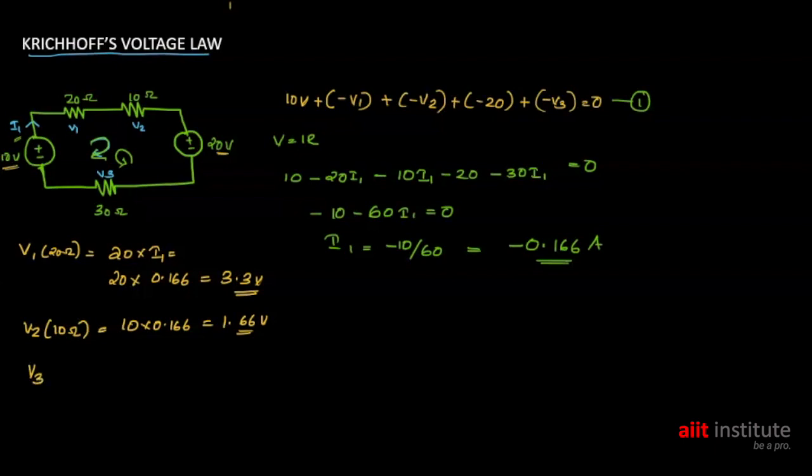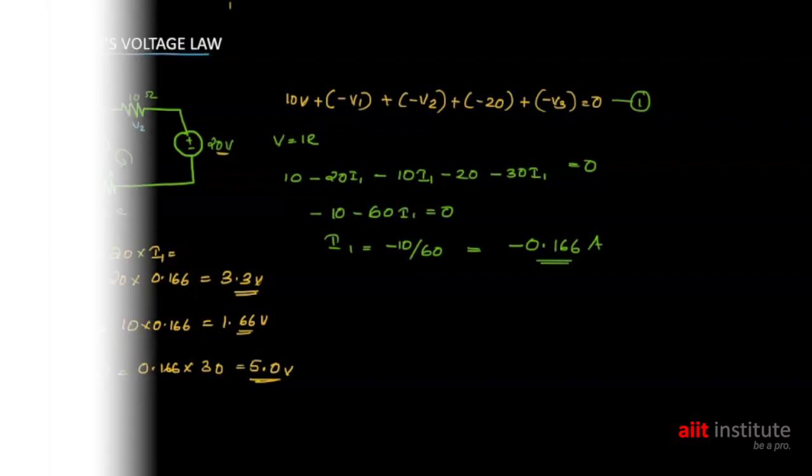Finally, we have to find V3, which is the voltage drop across the 30 ohm resistance. So 0.16 into 30, so we got 5.0. So like this we can find the individual voltage drops or the total voltage, or we can find the current and voltage in any electrical circuit.